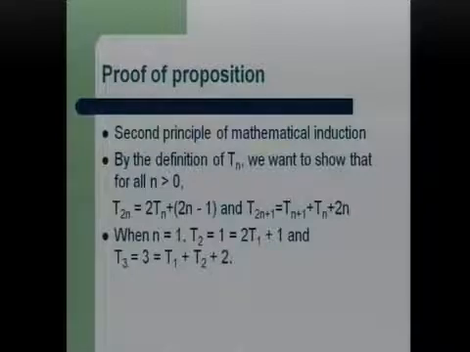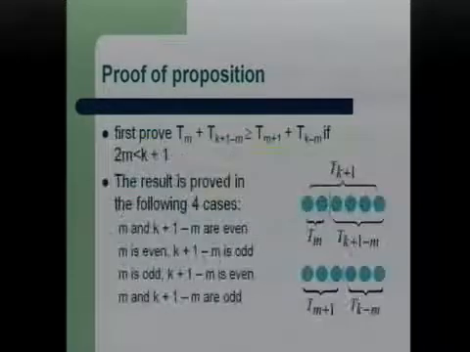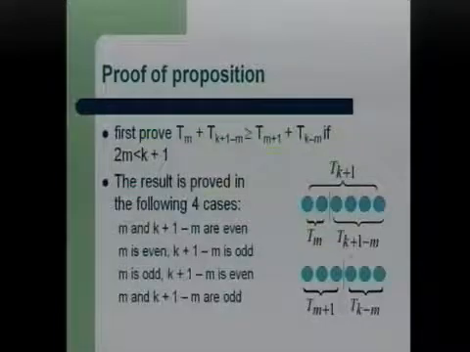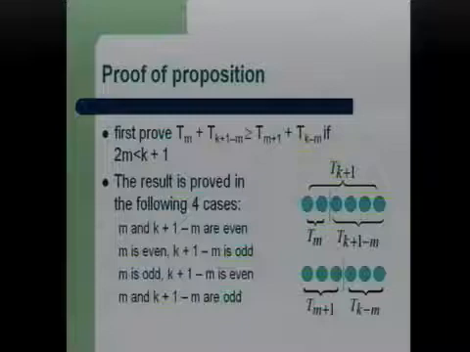When the principal axis is placed at the center, the sequence Tn can be defined by this recurrence relation. So when n equals 1, it suffices to check whether these two equations hold. For the inductive step, we assume that this statement is true for code length up to k. Since this statement is also equivalent to this inequality when the code length is k plus 1, we want to show that this inequality is true. And this will be proved in the following 4 cases.